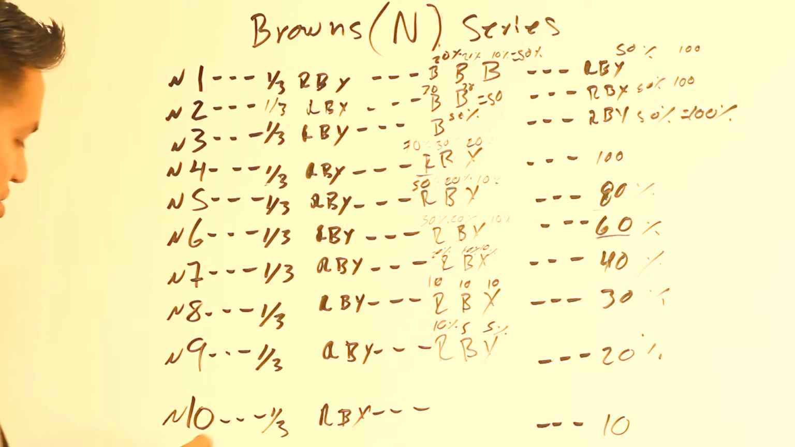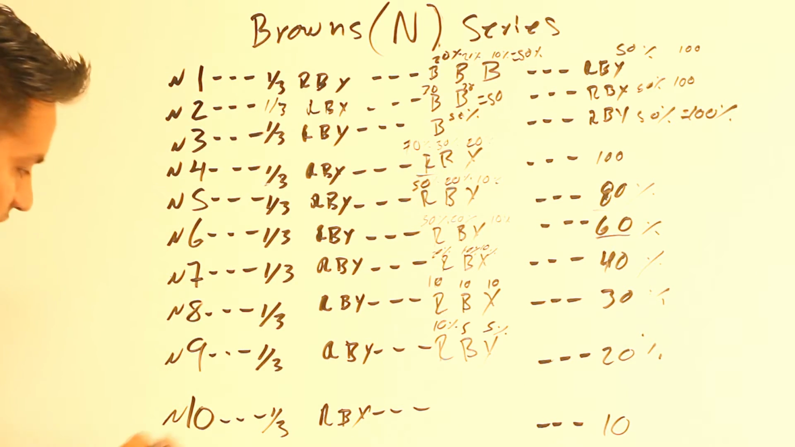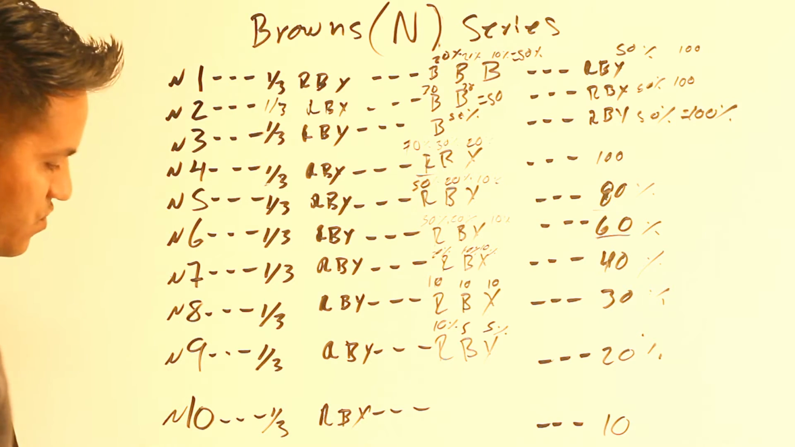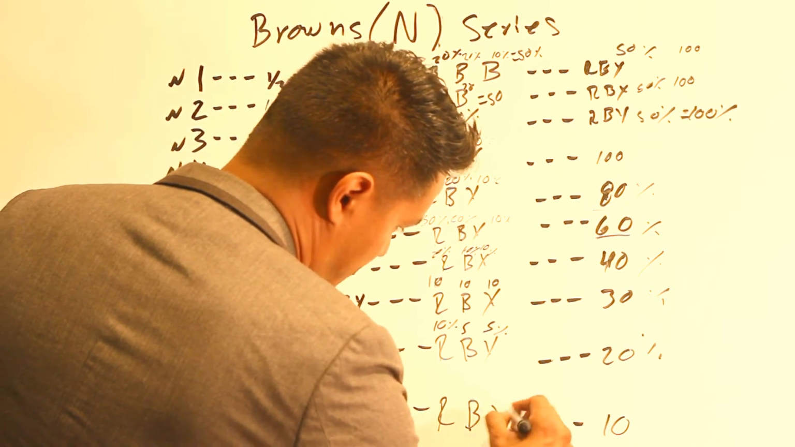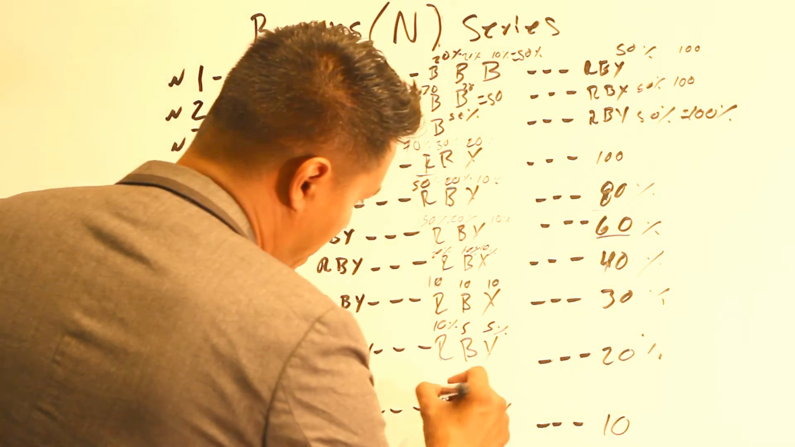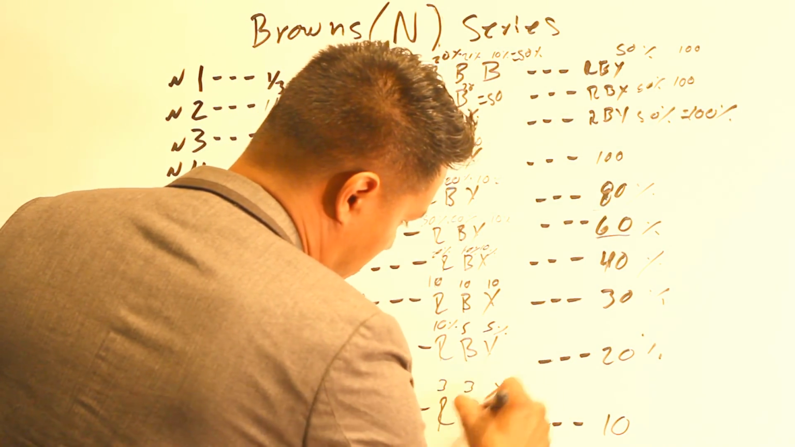Let's go to the number 10, will be the last number we have. 10N, we have 1/3 of red, blue, and yellow, plus red, blue, and yellow, and we have 3, 3, and 4.